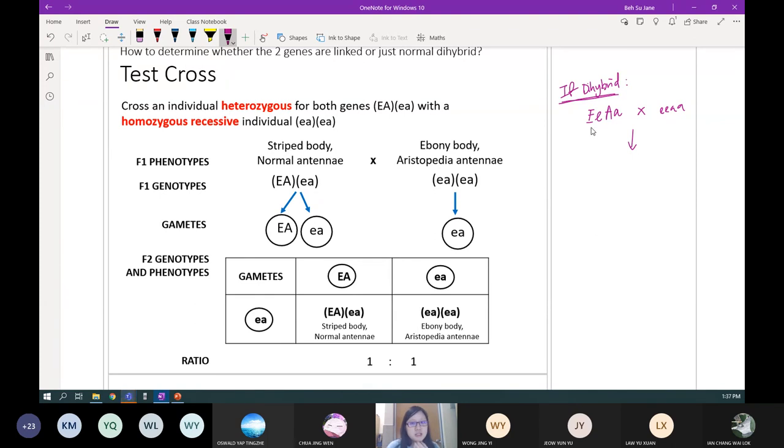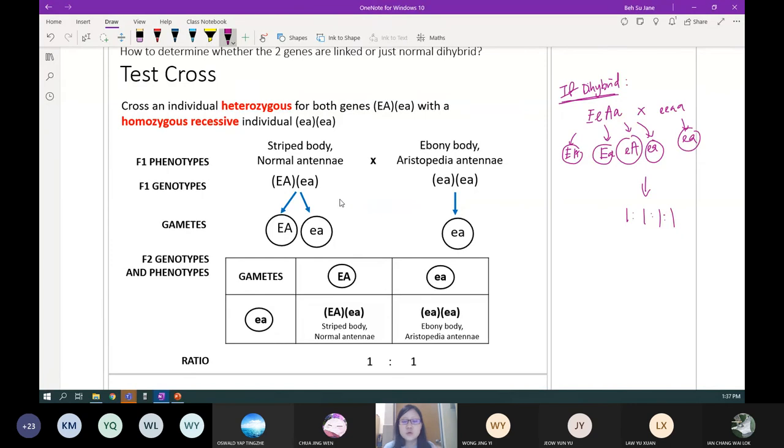So the ratio you get is 1-1-1-1. Why? Because this particular organism can have four different gametes. So you have big E, big A, big E, small a, small e, big A, and small e, small a. Four different gametes, and this one only has one. So if you do the cross, you end up with a 1-to-1-to-1-to-1 ratio.